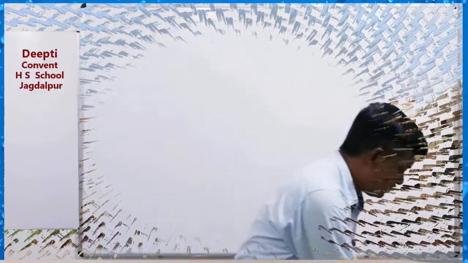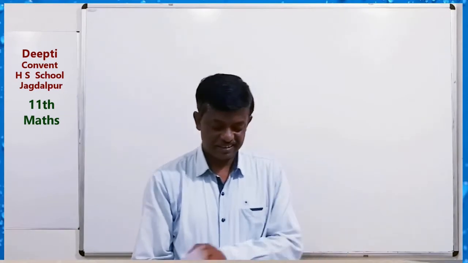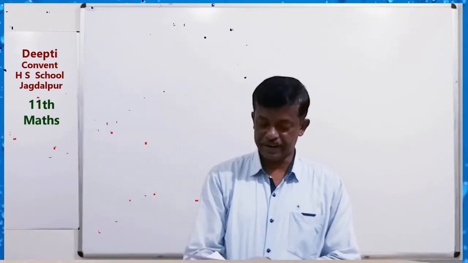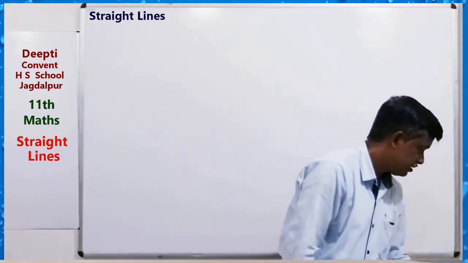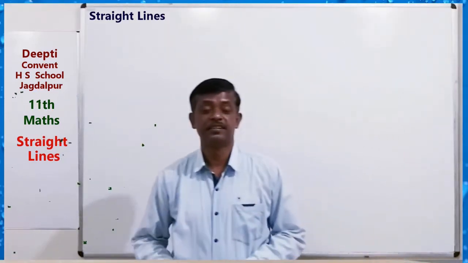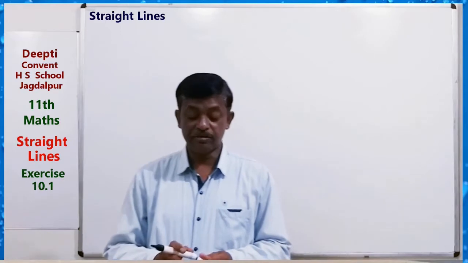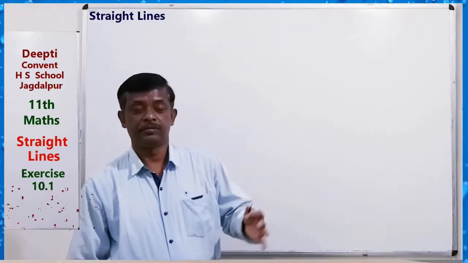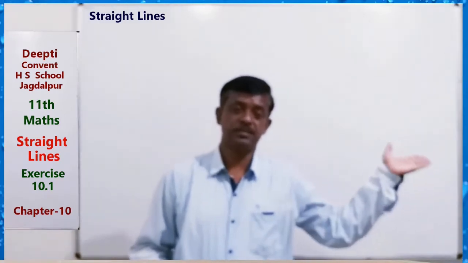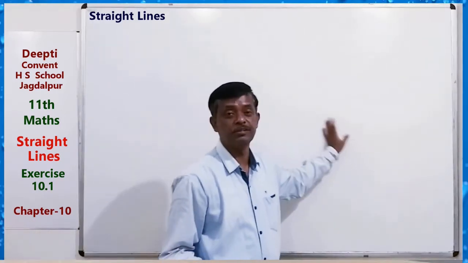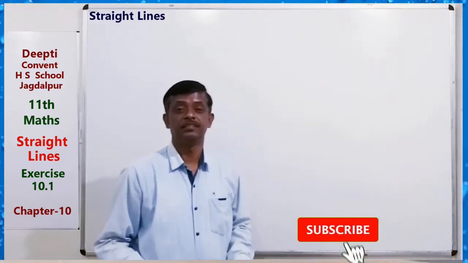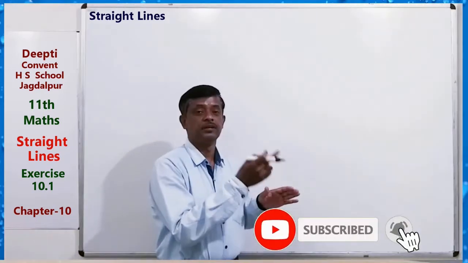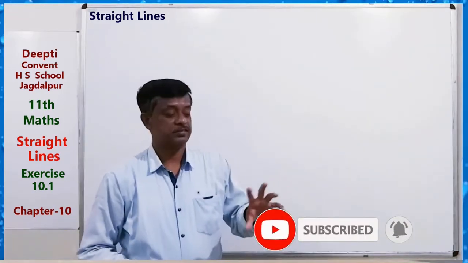Hello dear students, today I will start a new chapter, chapter 10, straight line. Here in this chapter the new concept is a start for you, because in the previous classes you have already studied Euclid geometry, the straight line. For drawing a straight line you require a ruler and compass, etc.